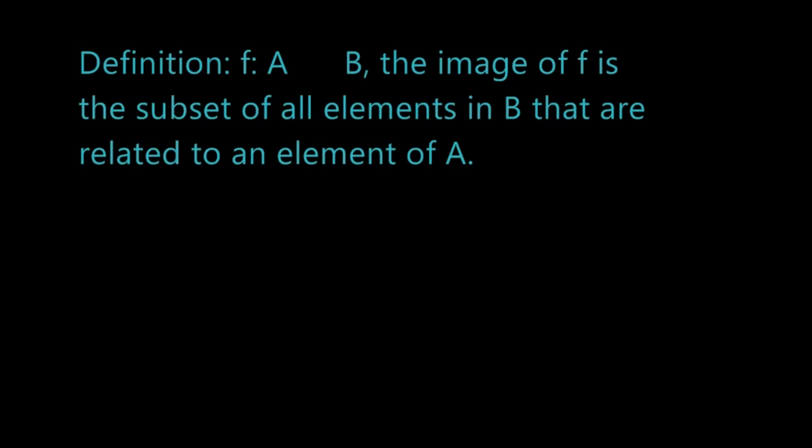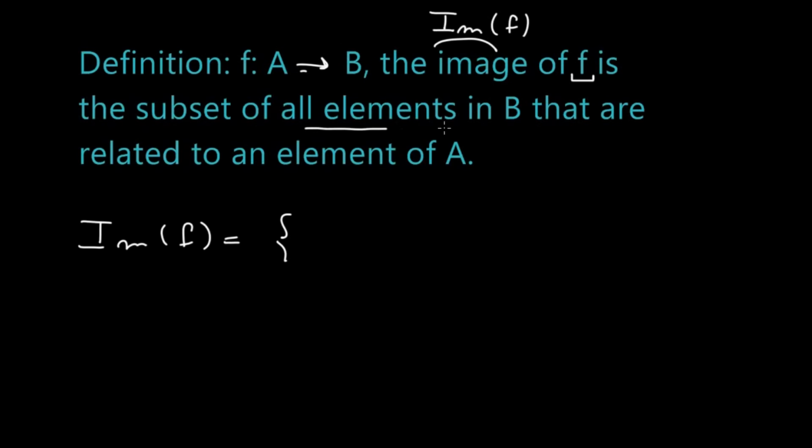So the image of a function is, again, I have f, a function that goes from A to B, and the image of f, now I'm talking about the function, is the subset of all elements in B that are related to an element of A. Okay, so the image, I'm going to write it, im of f, so the image of f is the set of all elements in B.